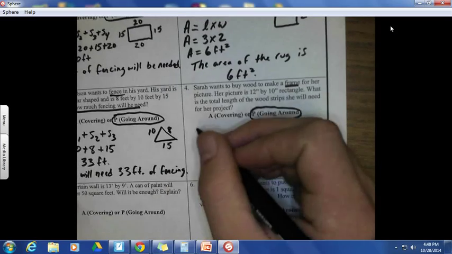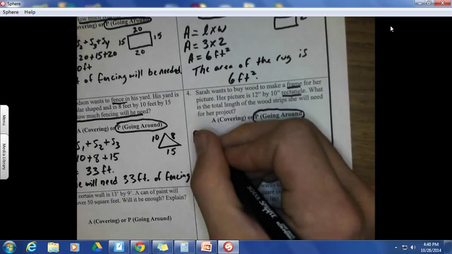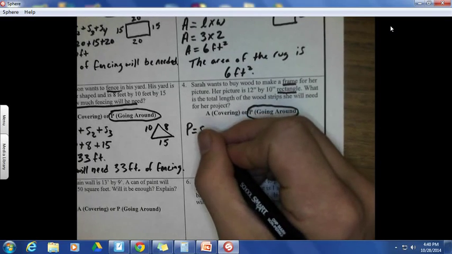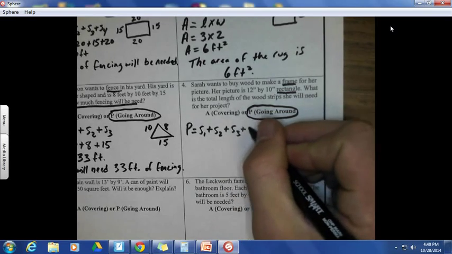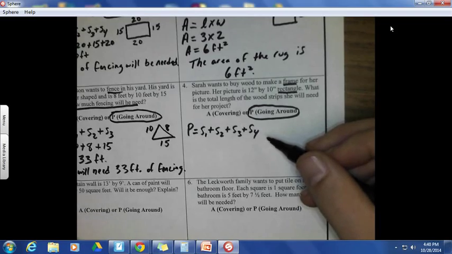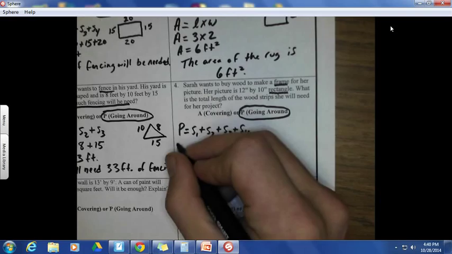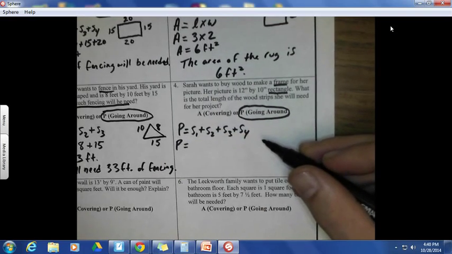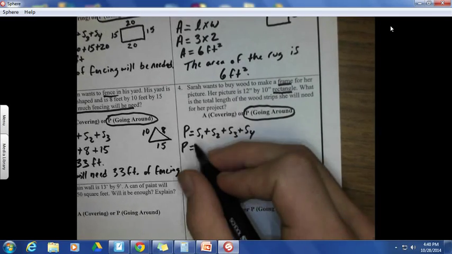Alright, so let's write our formula out. The shape of her frame is going to be a rectangle. So the formula for perimeter of a rectangle is side 1 plus side 2 plus side 3 plus side 4. And it might seem a little bit much to write out the formula each time, but writing out the formula each time is going to make sure that you have the process down and that you're doing it correctly. So I would recommend that you write the formula down each time and then plug in the numbers.